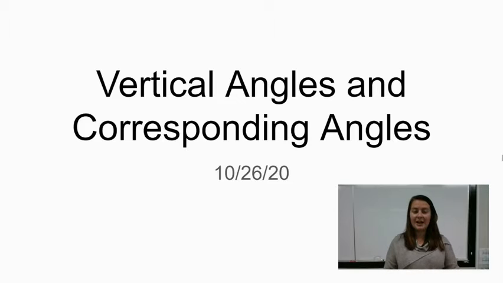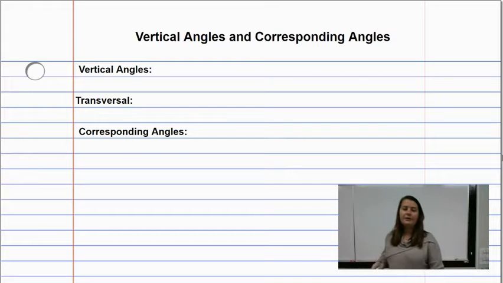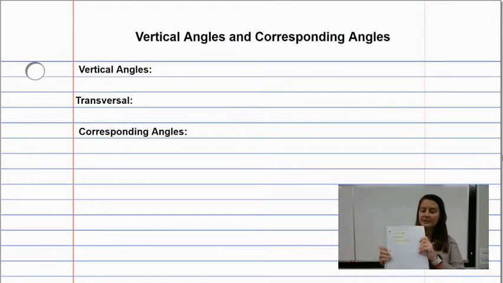We're going with vertical angles and corresponding angles. Now, I know you guys have seen the paper format before, but when a slide has the notebook paper background, you should be writing the notes on the page. So for your first notes, you're going to put the title: vertical angles and corresponding angles. And then write your 3 definition titles. I have them listed here.